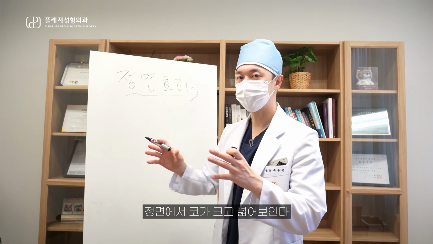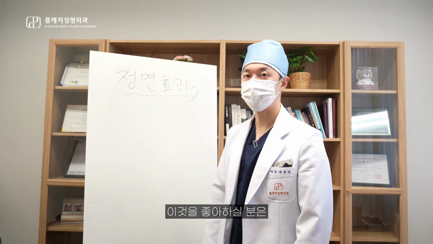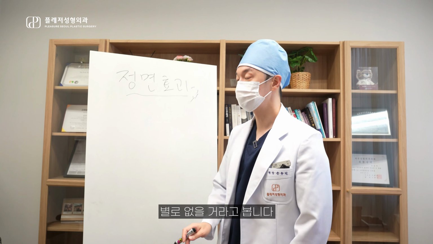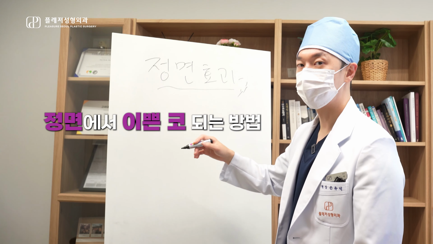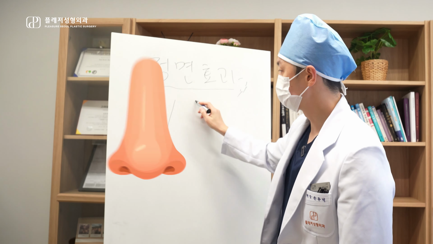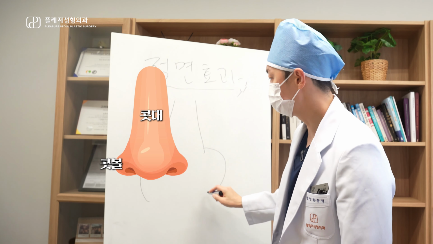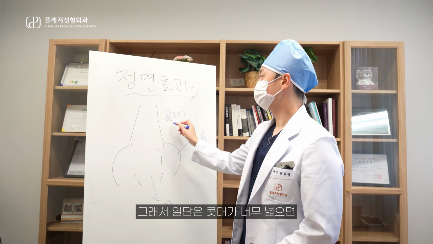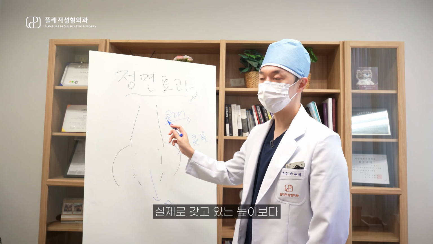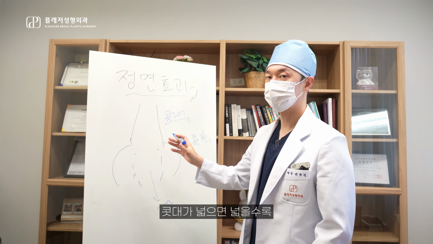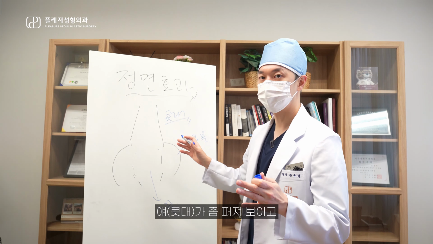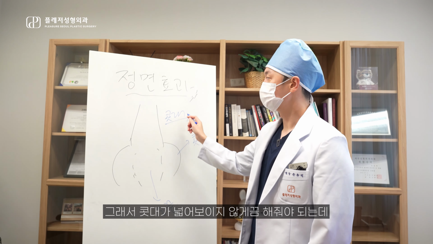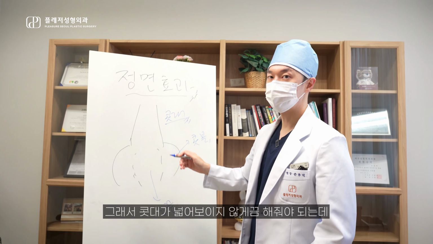If the nose looks big and wide from the front, I don't think there are many people who would like that. So what needs to be done for a nose to look pretty from the front? To explain this, when you look at the nose from the front, you can divide it into the bridge, the nostrils, and the tip. So if the bridge of the nose is too wide, the wider it is compared to its actual height, the more it looks spread out and lower. Therefore, you need to make sure the bridge doesn't look too wide.